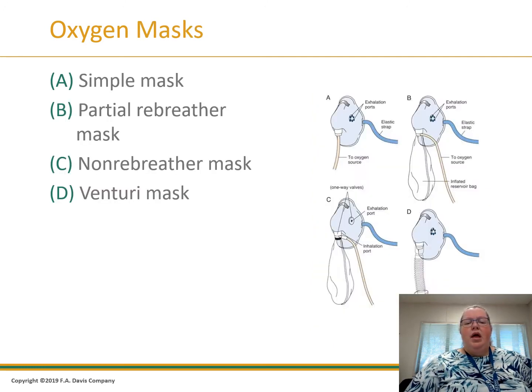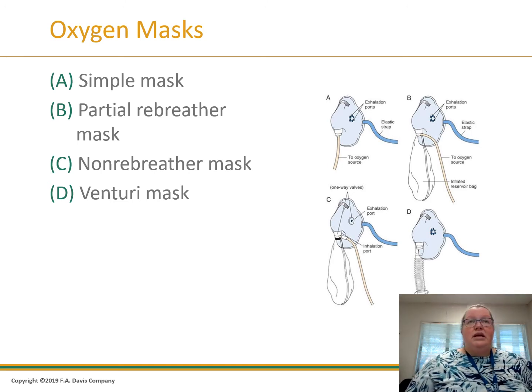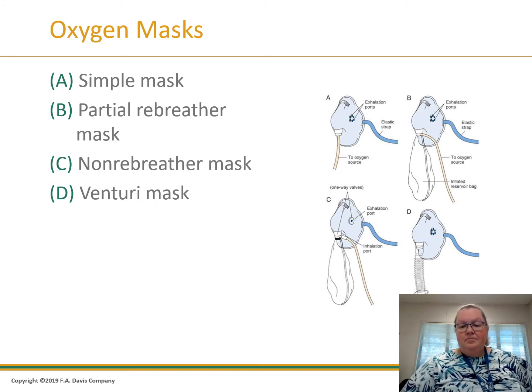A non-rebreather mask has a little balloon at the end of it for oxygen overflow storage. These are partial rebreather masks. They're kind of the same thing technically, but these are important if you want to deliver large amounts of oxygen. If somebody was on 100% oxygen, they would have to be put on a non-rebreather or Venturi mask, because a nasal cannula and a simple surgical mask are not going to cut it.